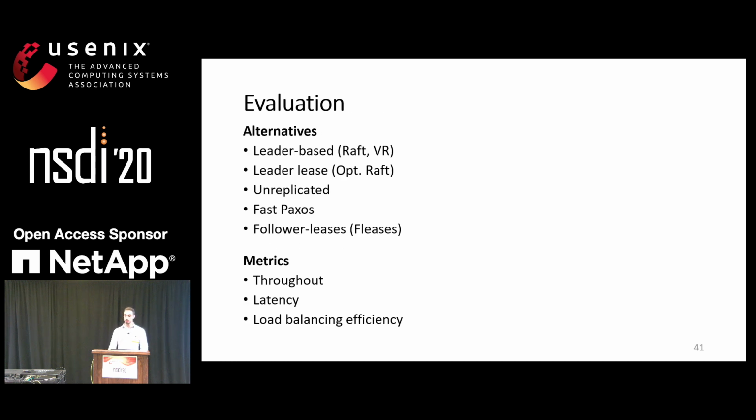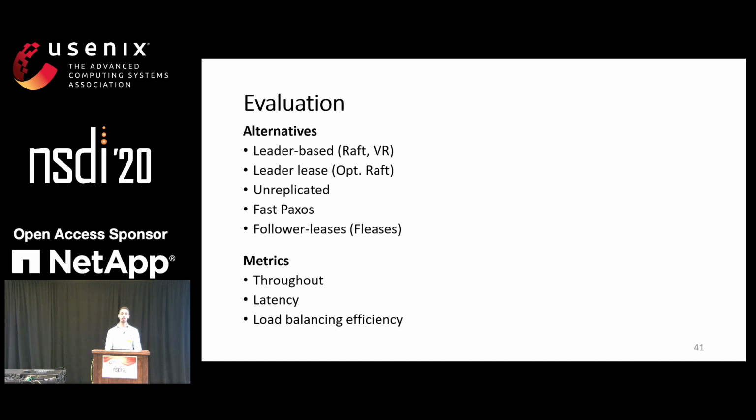We compared against different alternatives. We compared against leader-based protocols, such as Raft and Viewstamped Replication, and against an optimization called leader leases, and we call it optimized Raft. And we also compared against an unreplicated system, which means that there is no replication, and this should show the best possible performance of a leader-based consensus protocol, as there is no replication overhead. And we evaluated against Fast Paxos and the follower leases optimization that we mentioned in the beginning of the presentation, and we call it F-leases.